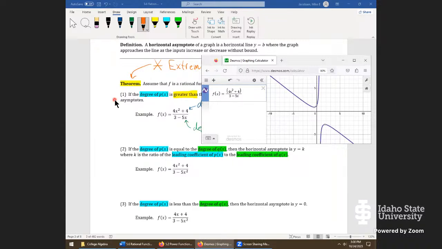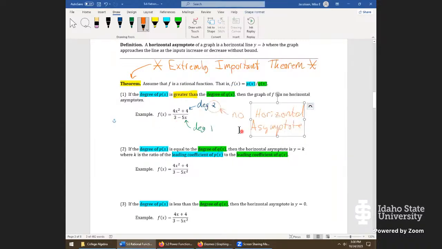Okay, so at the moment, it's really a game about degrees. The numerator wins, you'll never have a horizontal asymptote. So let's change to case number 2. This time, the degree of P of X is going to be equal to the degree of the denominator Q of X. So case 2 is when we have a tie, whereas case 1, this is when the numerator wins. But here we have a tie.